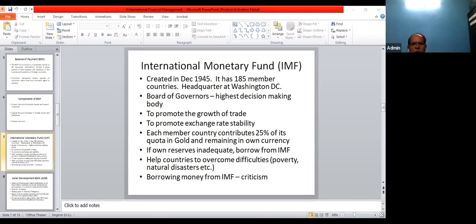Now, so this was about IMF, and even the Bretton Woods system gave another concept, that is the World Bank. So now let us know about the World Bank.